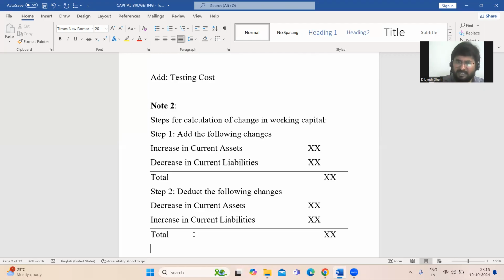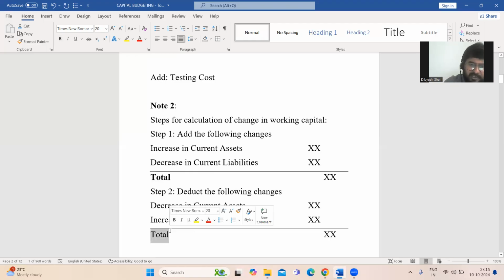After this entire thing, when you add increase in current assets and decrease in current liabilities, of course, you will have a total. Generally, every question will not have everything. Maybe only one, increasing current assets or decreasing current liabilities. That's it. Then you deduct the following changes, that is decrease in assets or increase in liabilities. So you deduct step 2 from step 1.